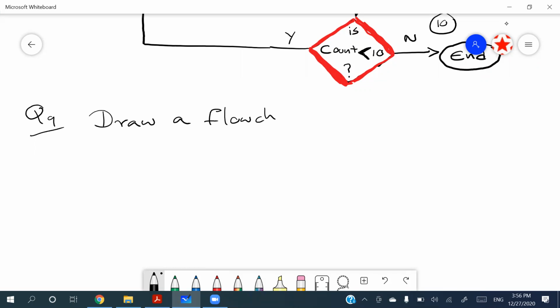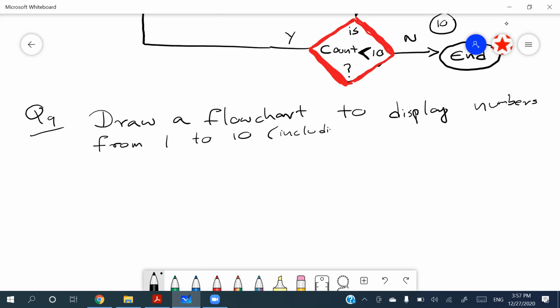Draw a flow chart to display numbers from 1 to 10, including both, using an iteration.